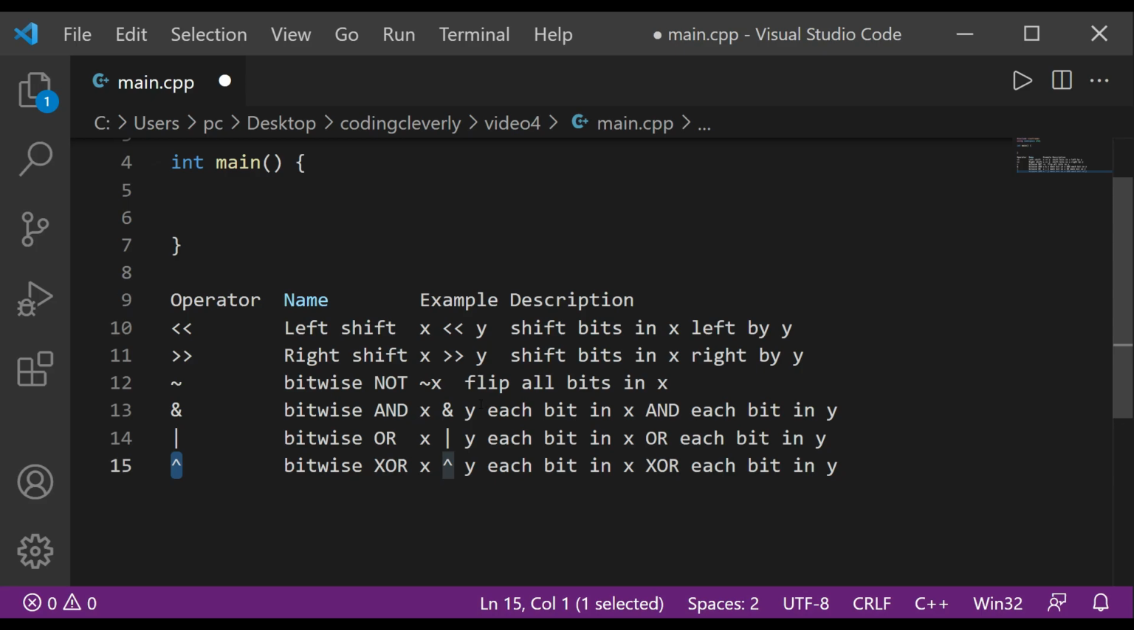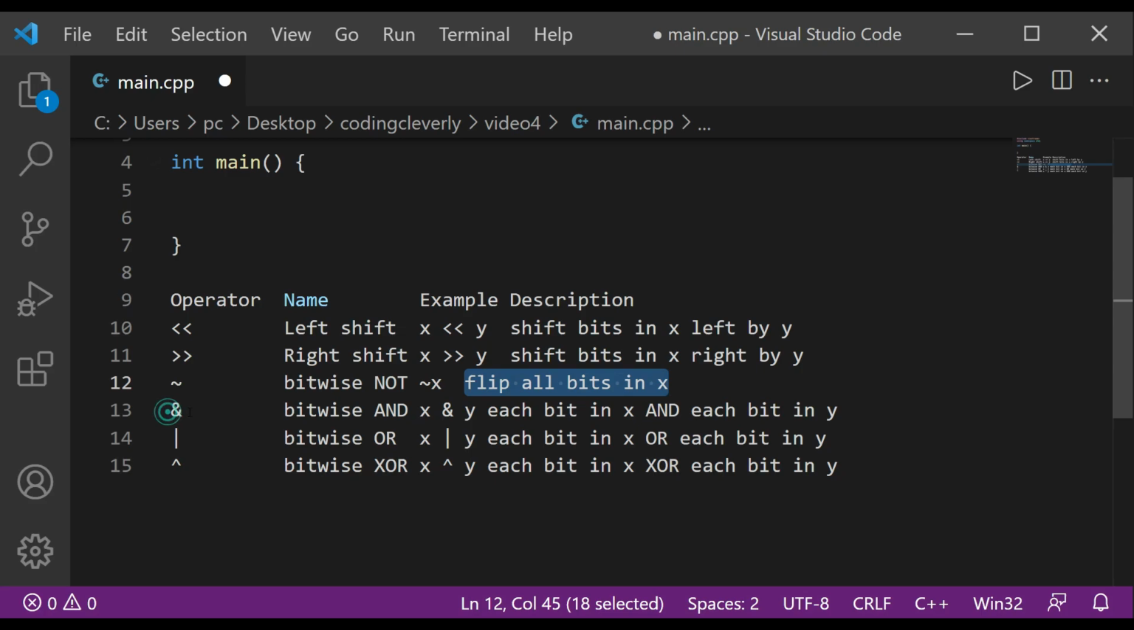So over here we have this left shift, which you could see is going towards the right, so it's called left shift. Here's an example of left shift: shift bits in x left by y. And we have right shift, which is going to the left side. You'd see that it's facing the left side, so this is called right shift, and it shifts bits in x right by y. And then we have tilde, bitwise not, like a negation, so flip all bits in x, it looks like a negation.